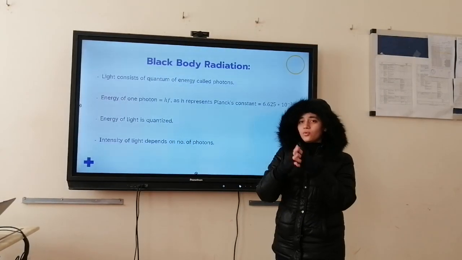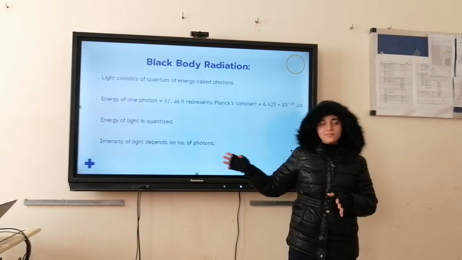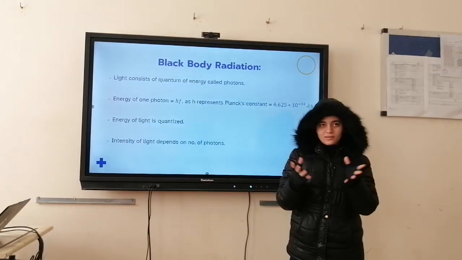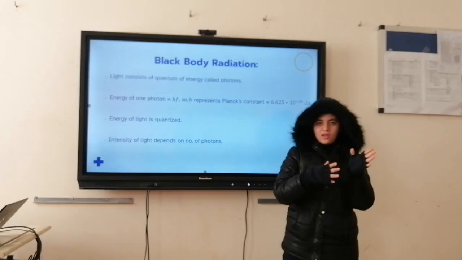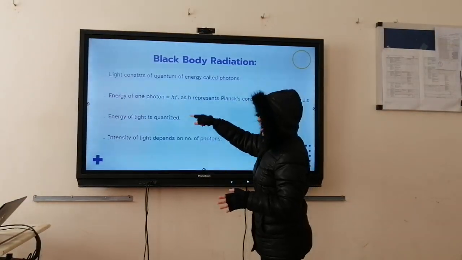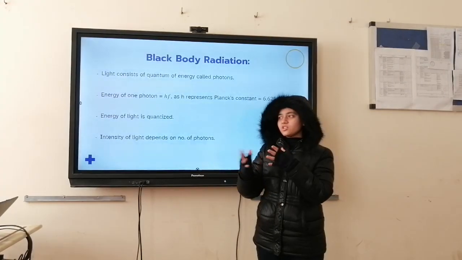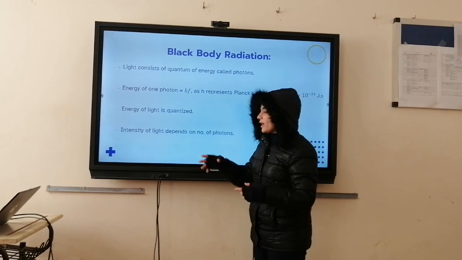The energy of one photon equals Planck's constant times f, the frequency. When there are multiple photons, not just one, we add n, the number of photons, if we want to calculate the energy of more than one photon. He also said that the energy of light is quantized.